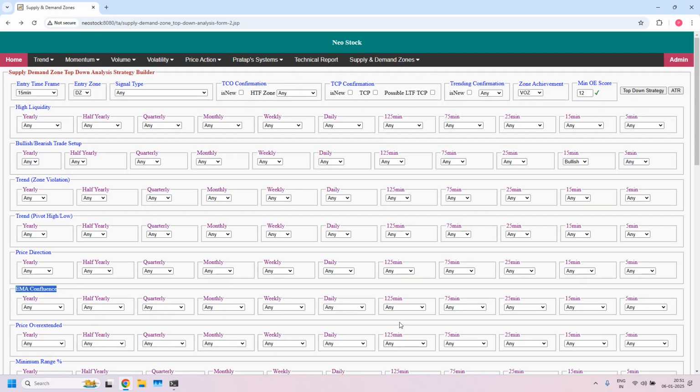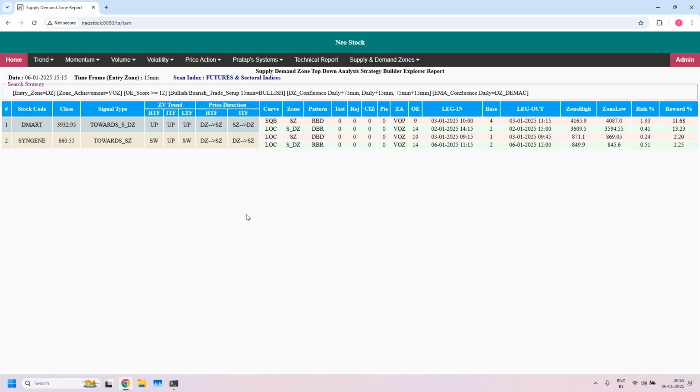So in the EMA confluence, at a daily time frame, daily demand zone with daily EMA confluence, we got 2 stocks. That first one is uptrend, second one ignore it, it is sideways. So first one is uptrend. It is a high probability setup, even more high probability trade setup.